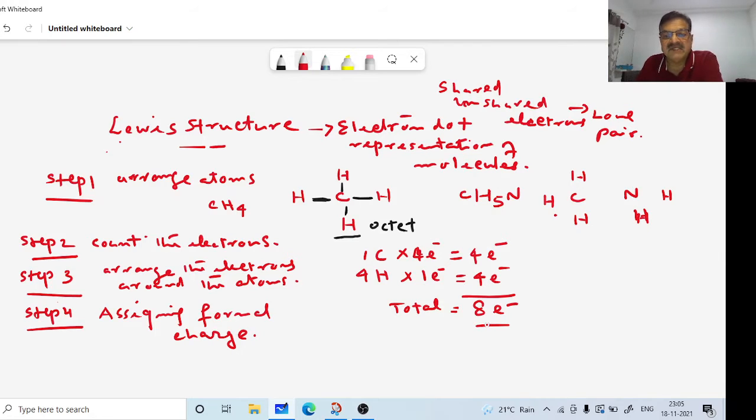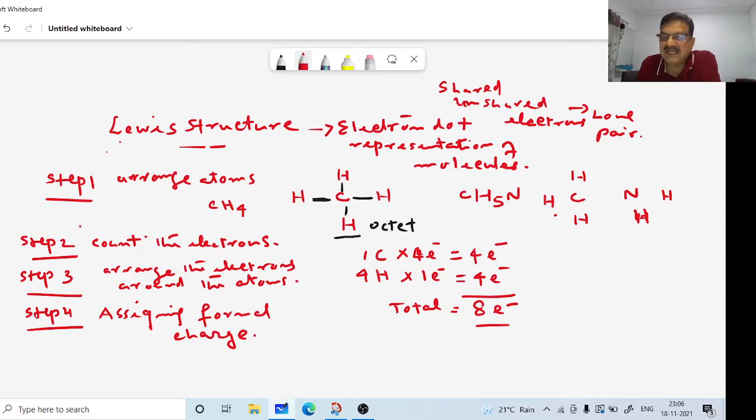Therefore, while drawing this Lewis structure, all these 8 electrons are to be utilized. Now you can see when we are drawing it like this, each carbon is having 4 bonds with hydrogen. So 4 bonds are there, so 8 electrons. The entire electrons are utilized here, 8 electrons around the carbon atom. Now the bond has been added here. That is step 3, arranging the electrons around the atoms and putting the bonds, which we have done now: adding a bond between each carbon and hydrogen.